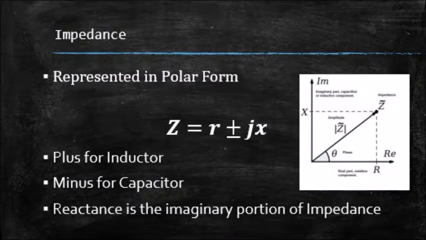Impedance is represented in polar form and is the summation of the real resistance and the reactance. Reactance is the imaginary portion of impedance, as seen in figure 1.